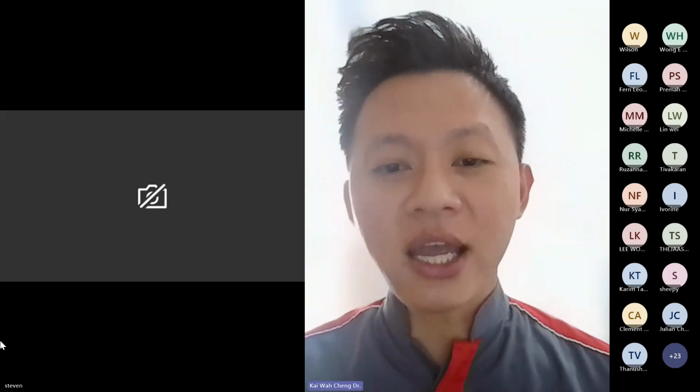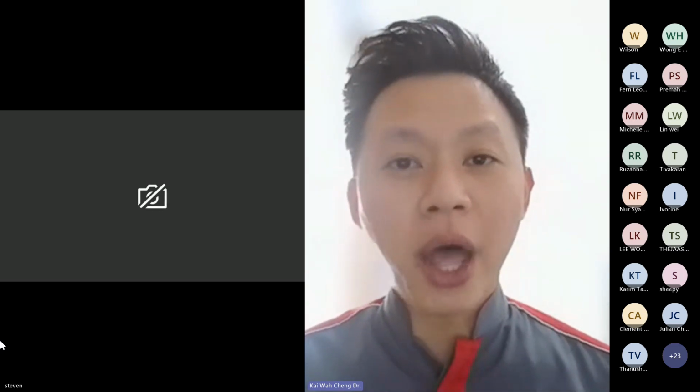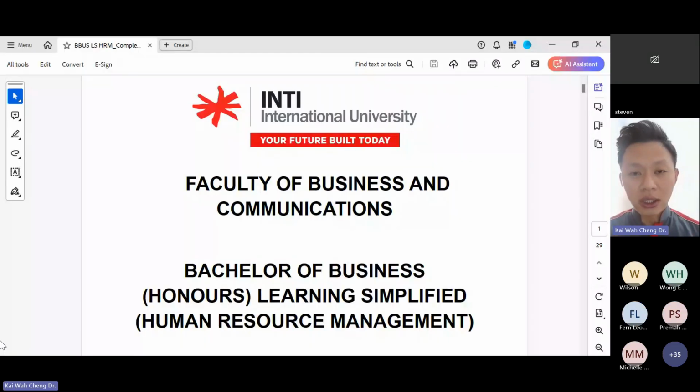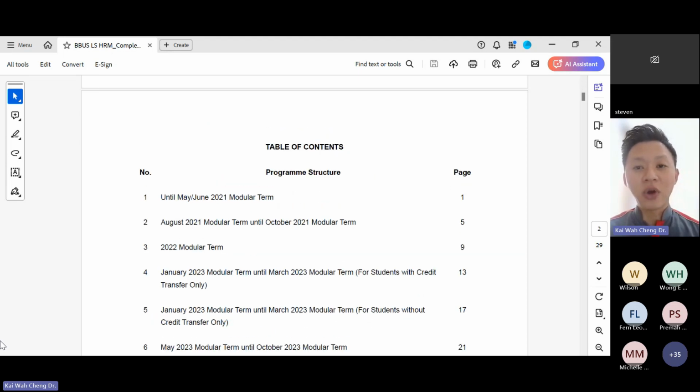I will take human resource management as the example. After you scan the QR code just now, and if you already clicked the request access button, at the end of these sessions, you should be able to read this document. This is the first page. This is for human resource management adult learner. When you turn to the second page, you will see a table of content here.